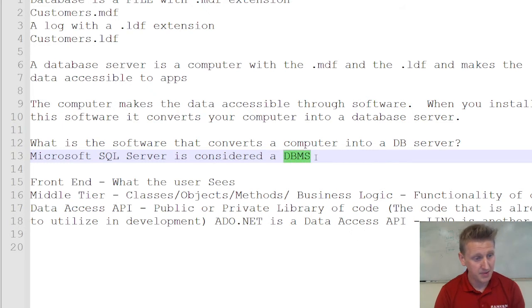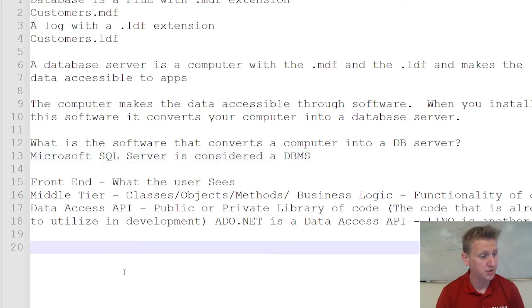We talked about database software that you put on a computer, and I called it a database management system, DBMS.